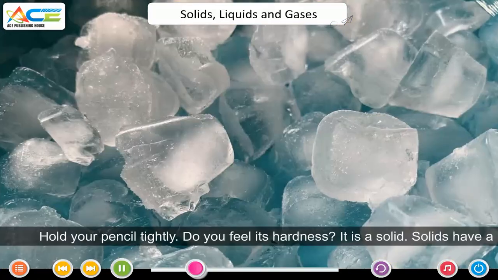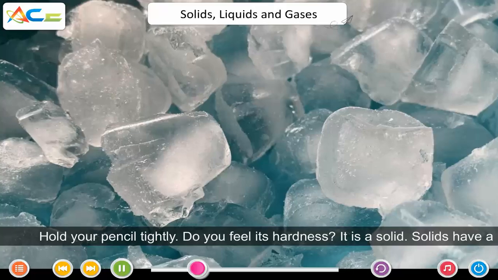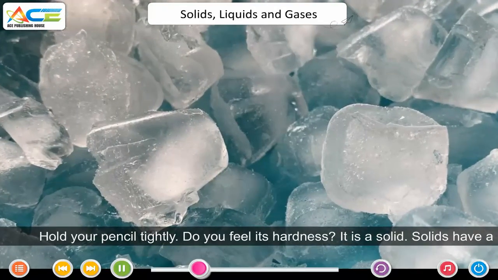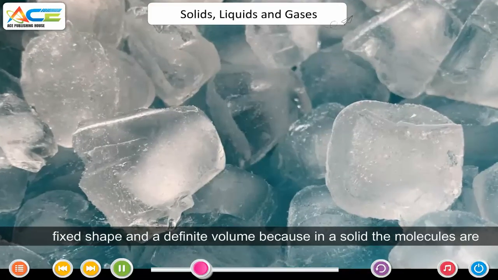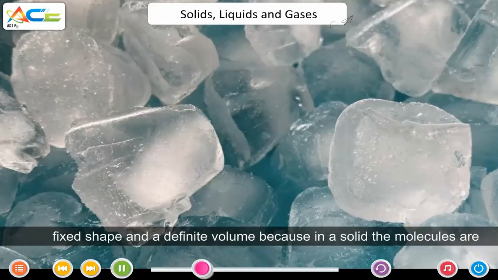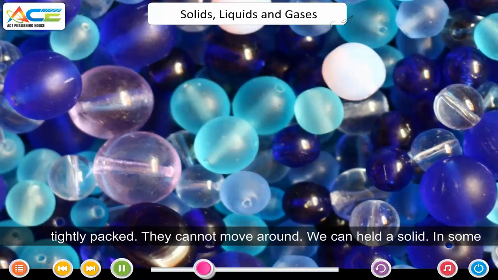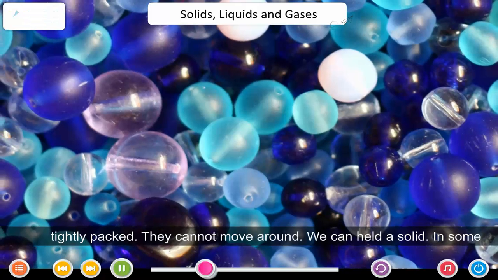Solids. Hold your pencil tightly. Do you feel its hardness? It is a solid. Solids have a fixed shape and a definite volume because in a solid the molecules are tightly packed. They cannot move around. We can hold a solid.